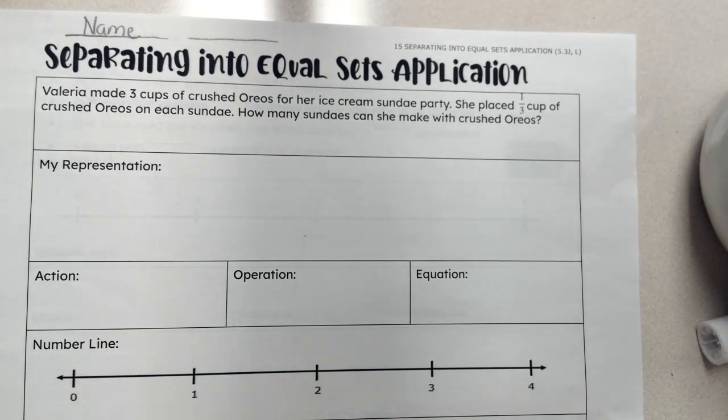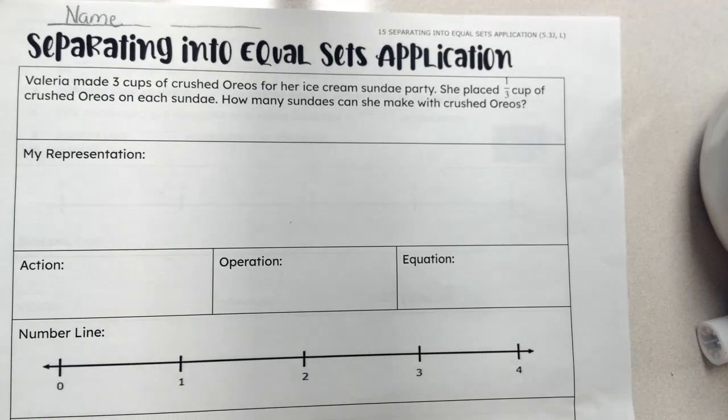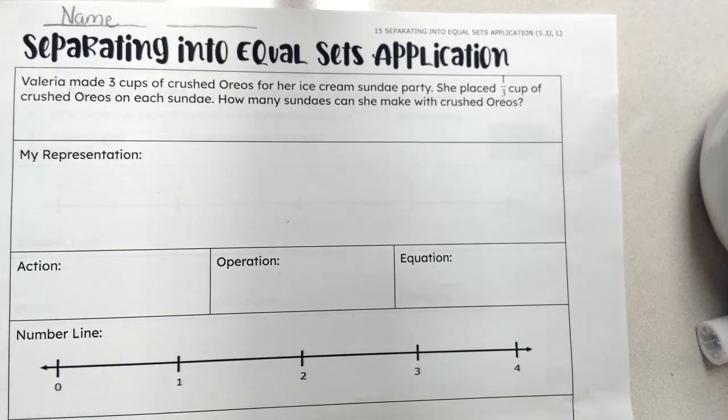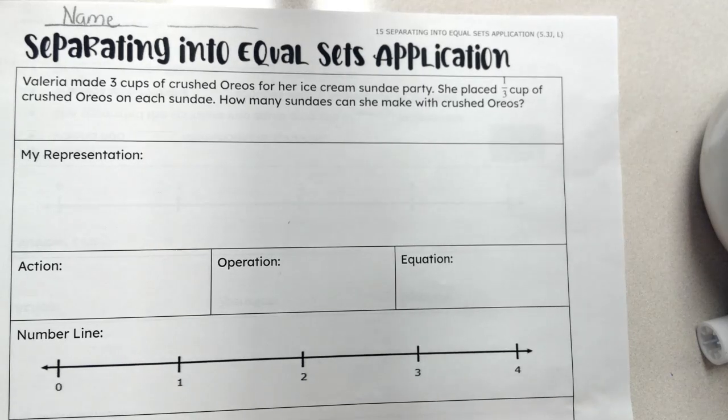I'm going to read the story in case anyone needs me to read it to them. Valerie made 3 cups of crushed Oreos for her ice cream sundae party. She placed 1/3 cup of crushed Oreos on each sundae. How many sundaes can she make with crushed Oreos?